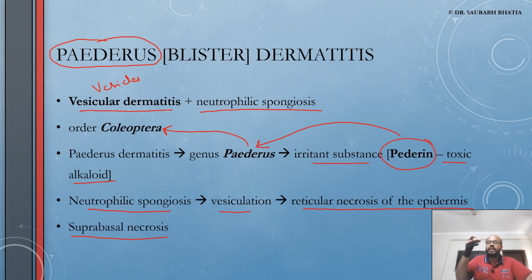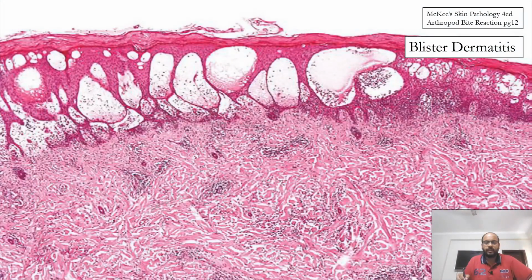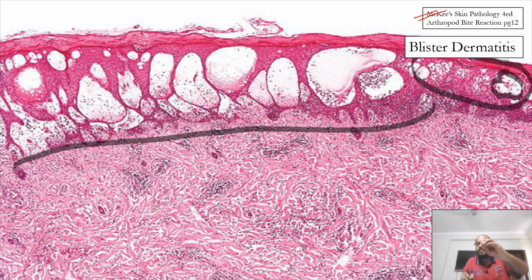So what essentially happens is, pederin is a substance that is found in the hemocoel of insects of the genus Paederus. That's why it's known as Paederus dermatitis. Notice the spelling. I have been writing it wrongly for many years before realizing this is the actual spelling. It belongs to the hemocoel of insects in the genus Paederus, in the order Coleoptera. Not Cleopatra, it's Coleoptera. And this is a toxic substance. Whenever the fluid comes in contact with the skin, it will lead to an acute inflammatory reaction leading to blister dermatitis or Paederus dermatitis.